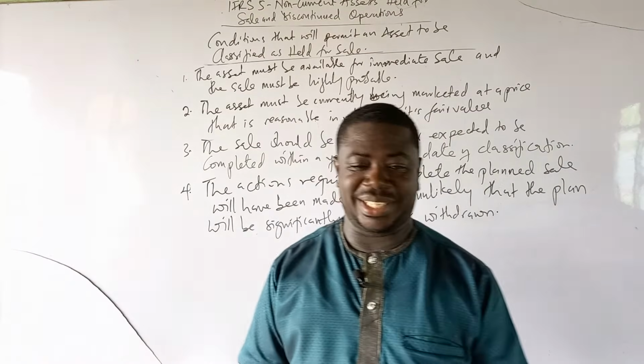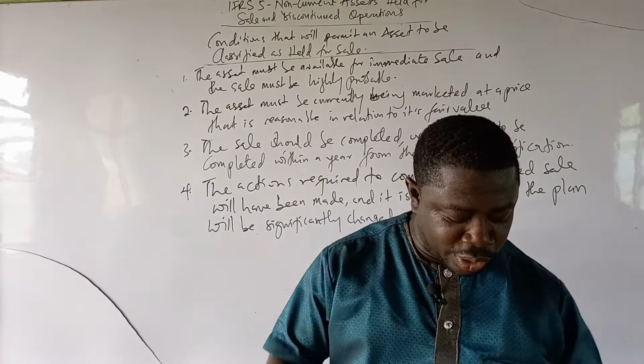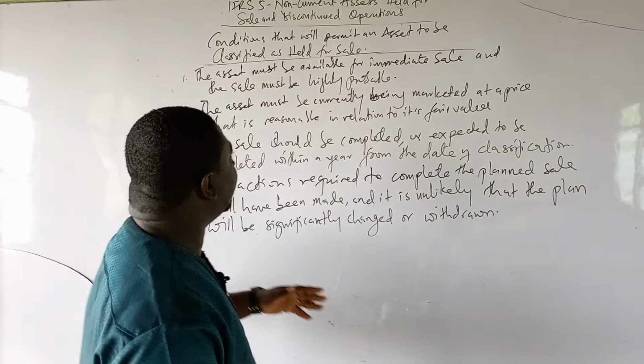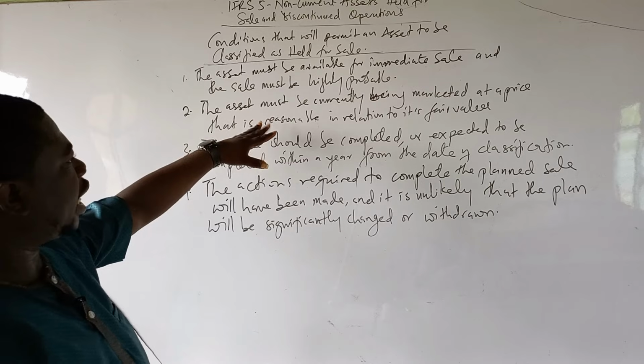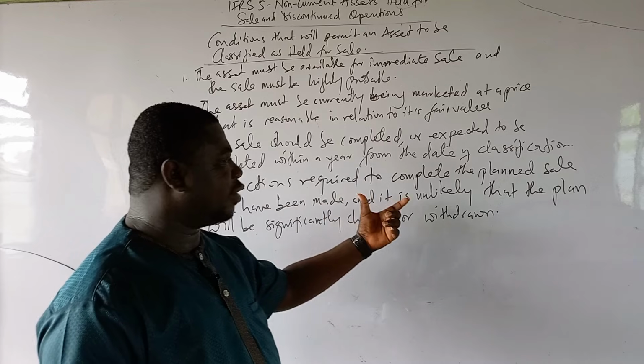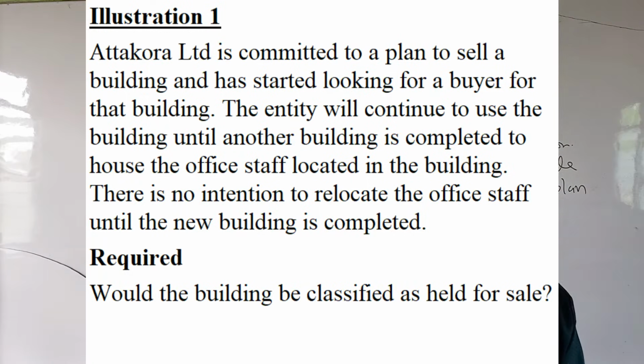It's a very simple question that requires the application of these rules to classify. We are told Atakra Limited is committed to a plan to sell a building and has started looking for a buyer for that building. So you can see that they are committed to the plan and they have started looking for a buyer. So that is the 4th point: actions required to complete the sale are in place. Okay, so we continue. The entity will continue to use the building until another building is completed to house the office staff located in the building.